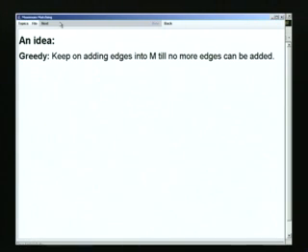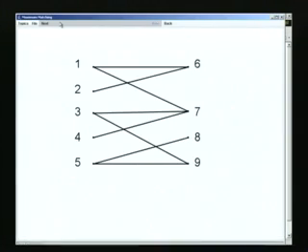Of course, as we add edges into M, we have to make sure that there are no conflicts, that is, no two edges which are incident on the same vertex are placed in our set M. In this case, for example, if we tried this idea, what would happen? Well, we would start with this edge and add it, no problem. Then maybe we will try to add an edge going out of 2, but this edge cannot be added because it would produce a conflict at 6.